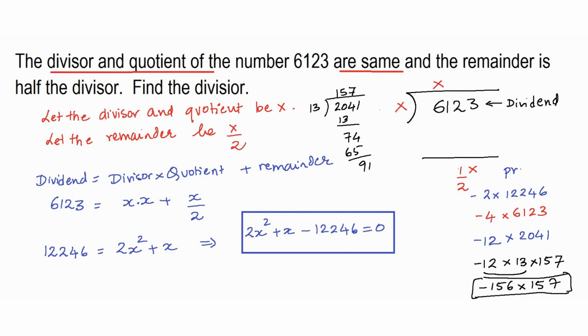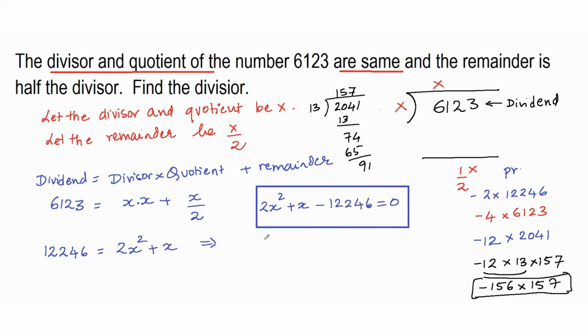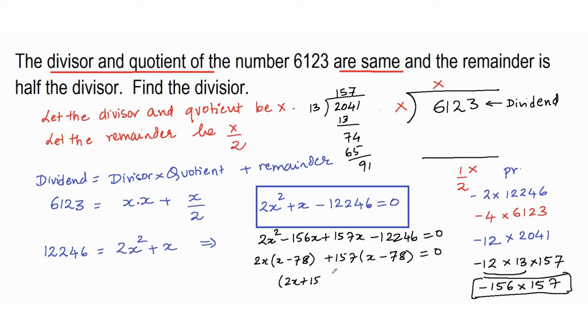Therefore, I can now split the middle term as follows. I can rewrite this as 2x square minus 156x plus 157x minus 12246 is equal to 0. 2x is common and x minus 78 remains. Plus 157 is common and x minus 78 remains. Therefore, (2x plus 157) times (x minus 78) is equal to 0, which means the value of x is 78. Hence, the divisor here is 78.